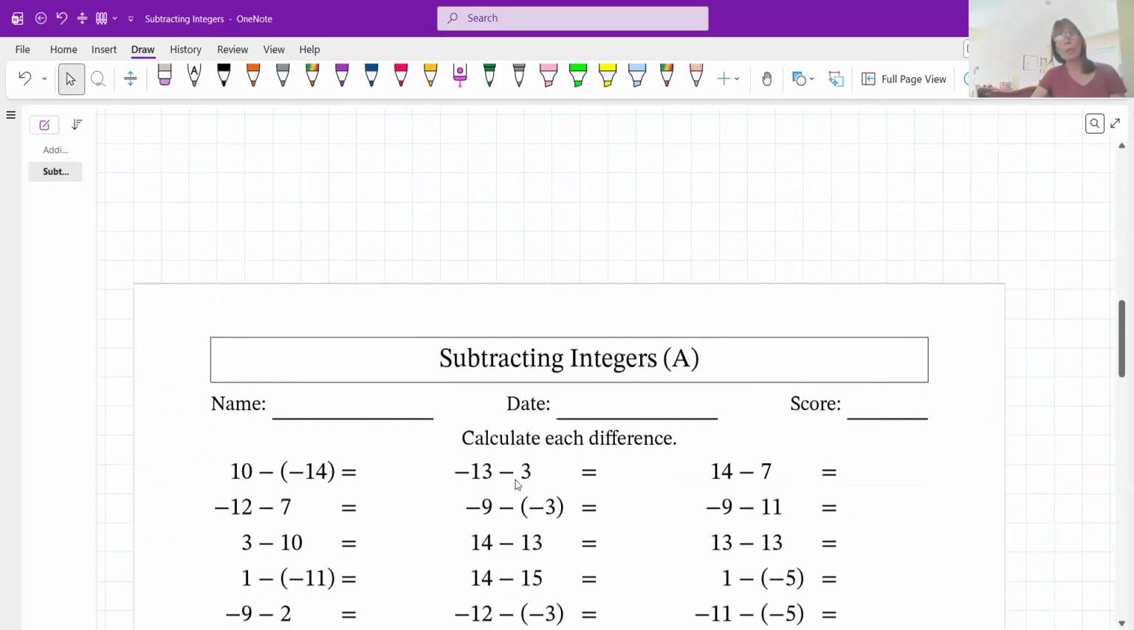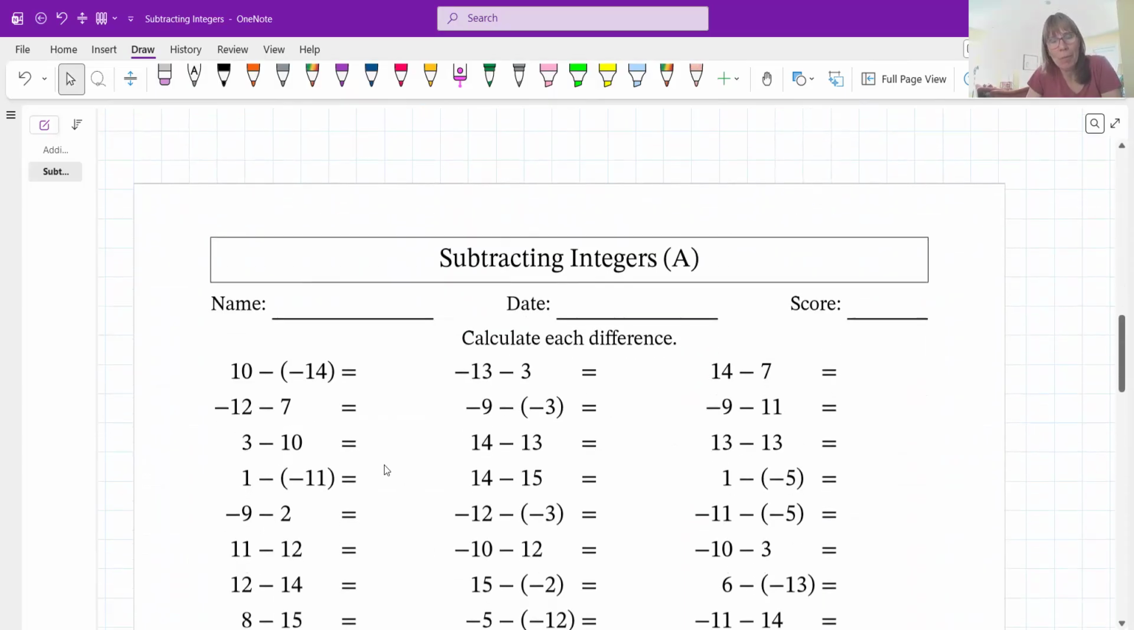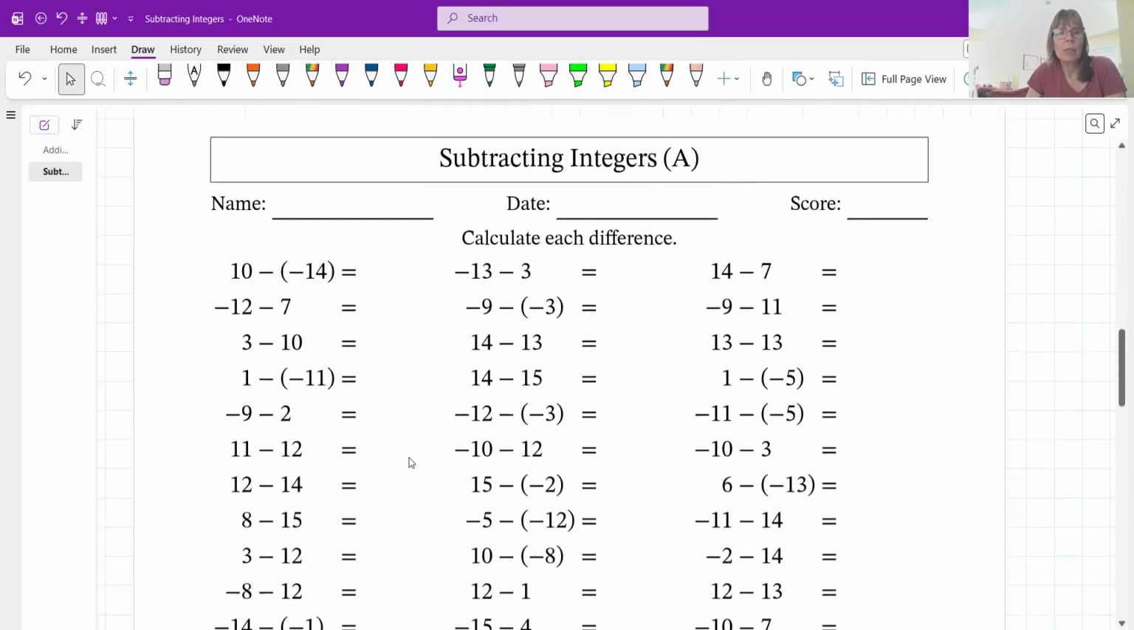Subtraction is difficult because there are so many different ways to think about it. I can't wait to show you my next method of looking at these using what I call the pew-pew game. So let's take a look at some of these.